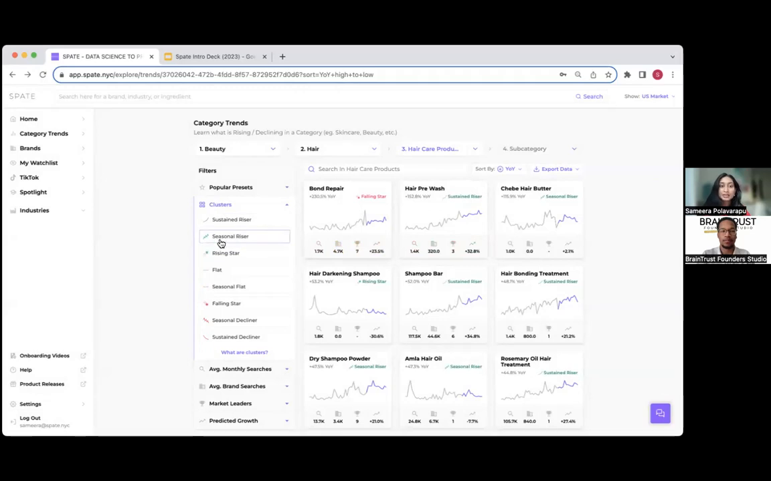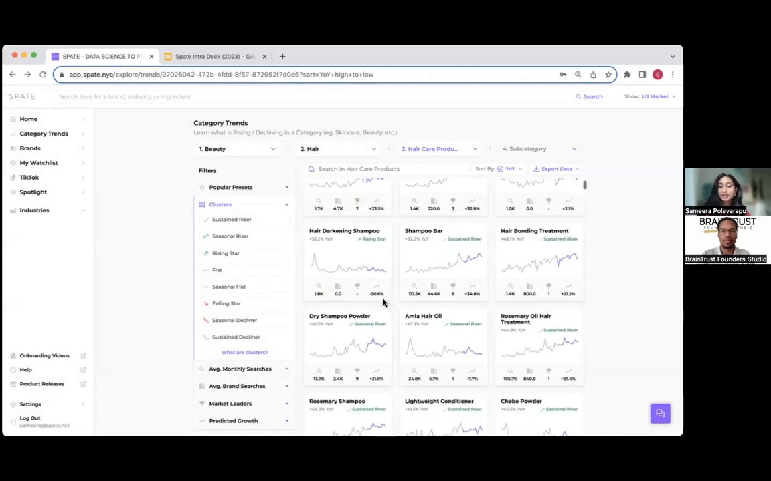And because we've seen that steady growth for so long, the prediction is a safer bet. In comparison, something like a seasonal riser is often associated with the time of year or a holiday or something going viral, maybe going away and coming back and going viral again. These trends are more volatile. A good example of that could be dry shampoo, because dry shampoo in the summer tends to be a little bit more popular, or during certain times of the year.